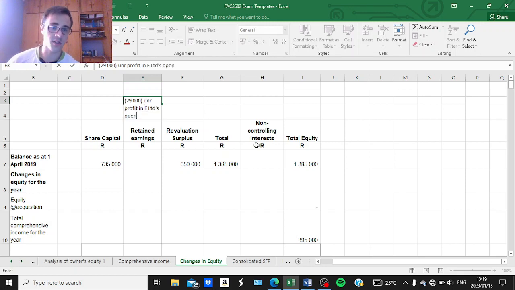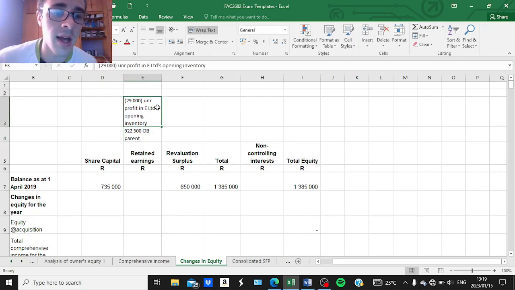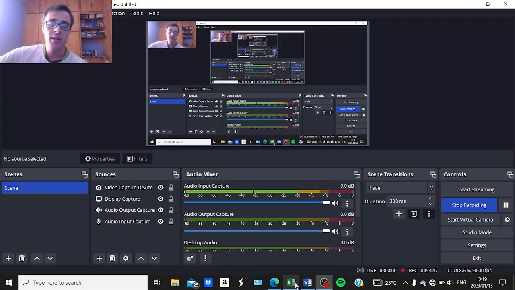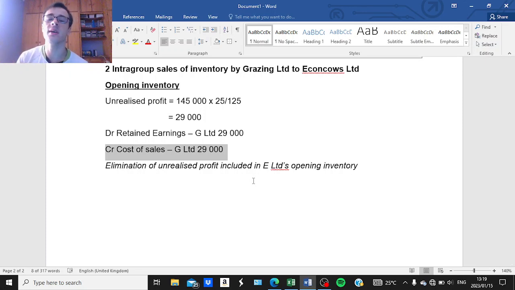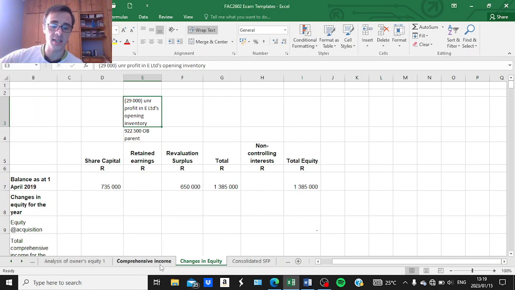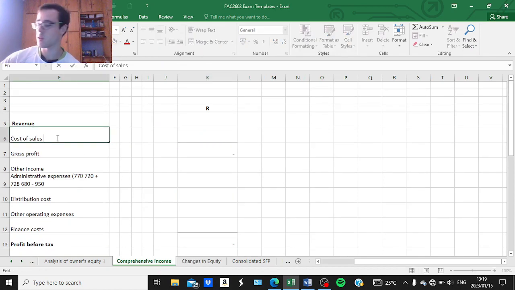Econ Cows Limited's opening inventory. Just make a note there that you need to debit retained earnings for the parent according to that journal entry. And then we need to credit cost of sales for the parent as well. And again, even though it is an unrealized profit that we are eliminating, it does not relate to the subsidiary. So therefore, we will not show this in the analysis of owner's equity. We will only show it in the consolidated statement of profit or loss and other comprehensive income.